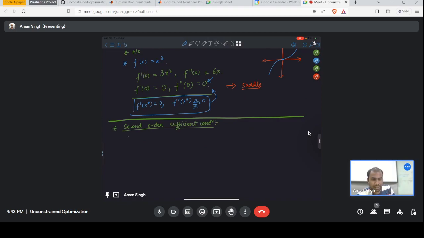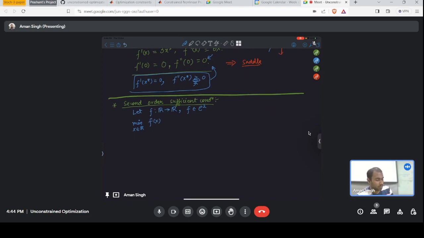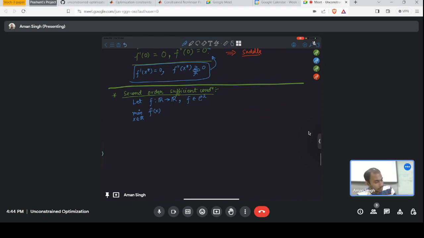So again, I'll just state it once and then I'll discuss it. Let f be a single-dimensional, real-valued function. f belongs to C2, where the second derivative is also continuous, and consider a problem in which we are trying to optimize f(x), find its minima, and there are no constraints. x belongs to R.